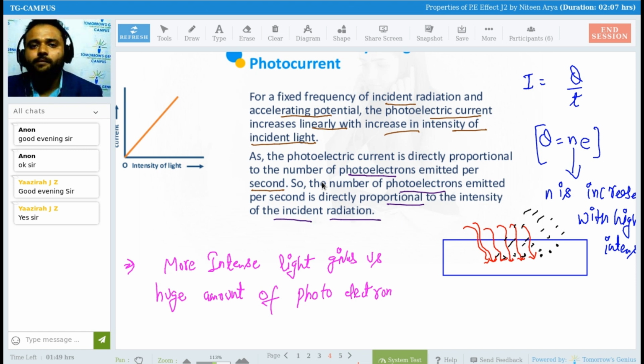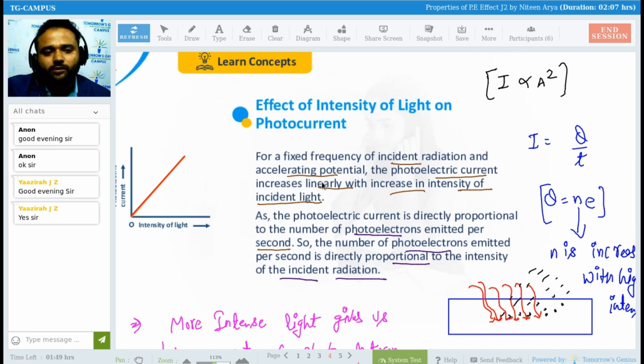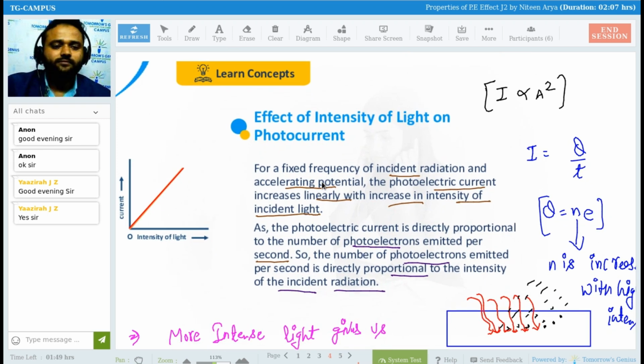Clear? So the more the number, the more electric current is going to be generated, and that electric current is basically photoelectric current, and that is why we get this direct relationship between the intensity of light and the photoelectric current. Is this clear, everyone? This is quite basic, quite obvious to know. I just gave you the detailed explanation of why it is so. Clear?